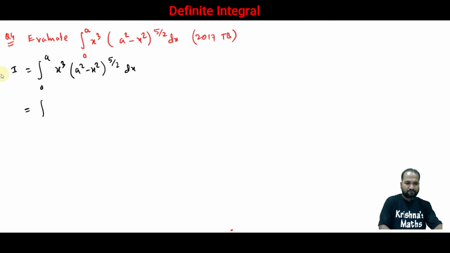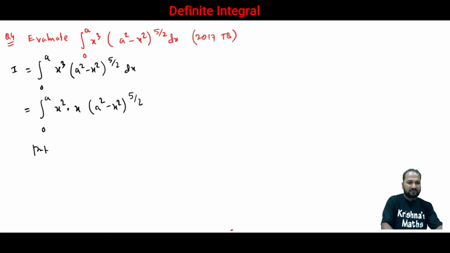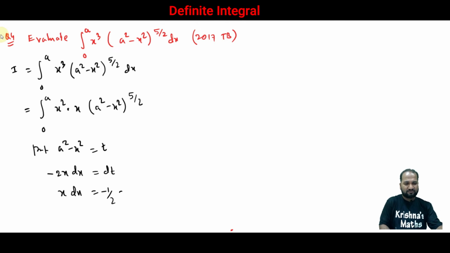Now look, we write integration 0 to a x cube as x square into x into a square minus x square raised to 5 upon 2. Now put a square minus x square as t. Put a square minus x square as t. So the derivative of a square is 0, minus 2x dx is equal to dt. So what about x dx? x dx is equal to minus 1 by 2 into dt.